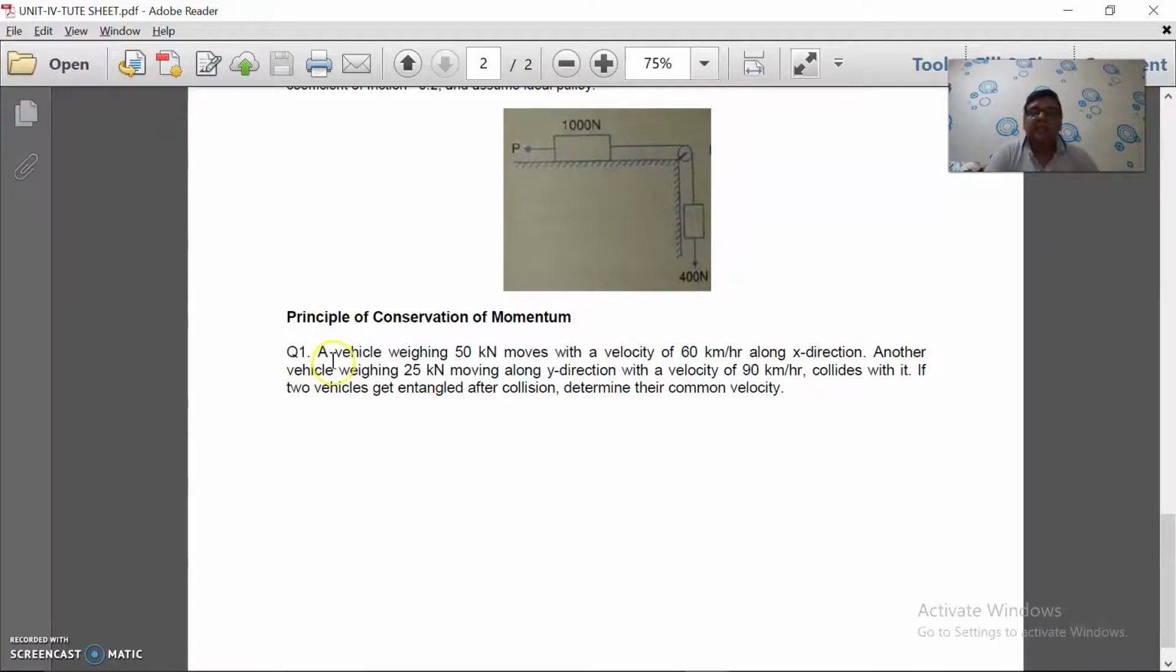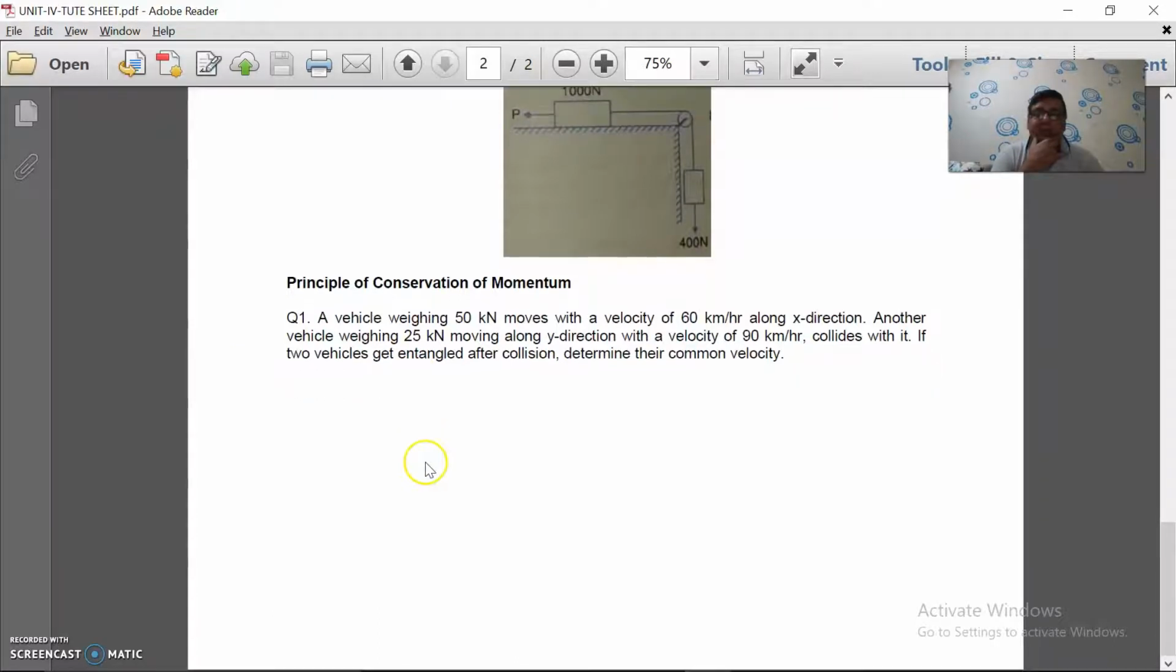So he is saying a vehicle weighing 50 kN moves with a velocity of 60 km per hour along the x-axis. Another vehicle weighing 25 kN is moving along the y-axis with a velocity of 90 km per hour, and collides with it, and these two get mixed with each other. If two vehicles get entangled after collision, determine their common velocity. So you have to find out their common velocity. This is what the question is. Okay, let us try to solve this question.